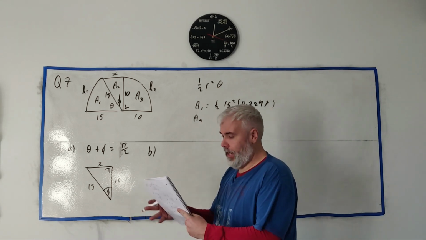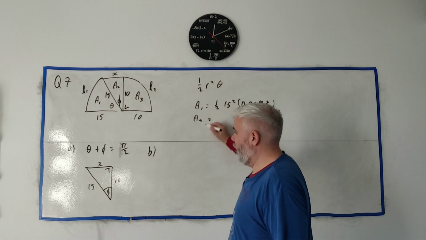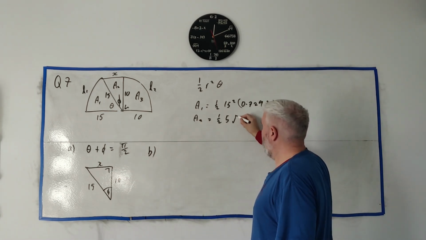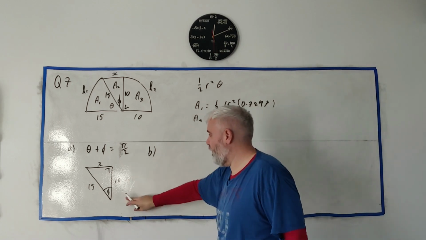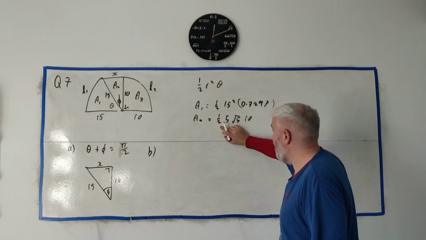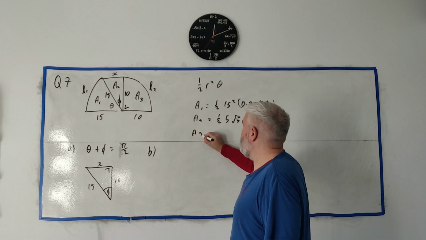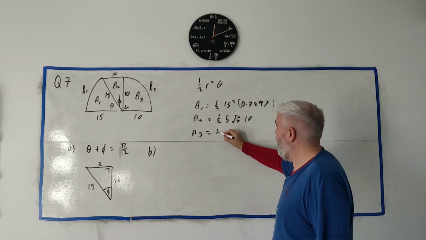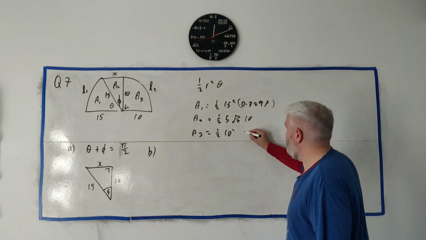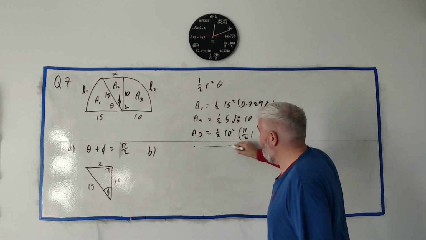Area 2 is just this triangle. And what was x again? x was 5 square root 5. So this is just a half the base by the perpendicular height, which is 10. So that's 25 times the square root of 5. The calculator will do it. A3, just like A1, is a half times 10 squared this time, times the angle, pi over 2. Just like before, we add all these together.